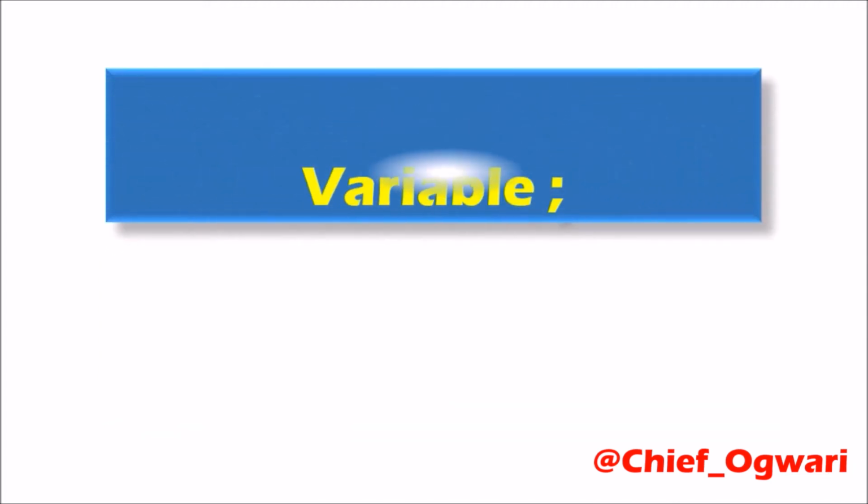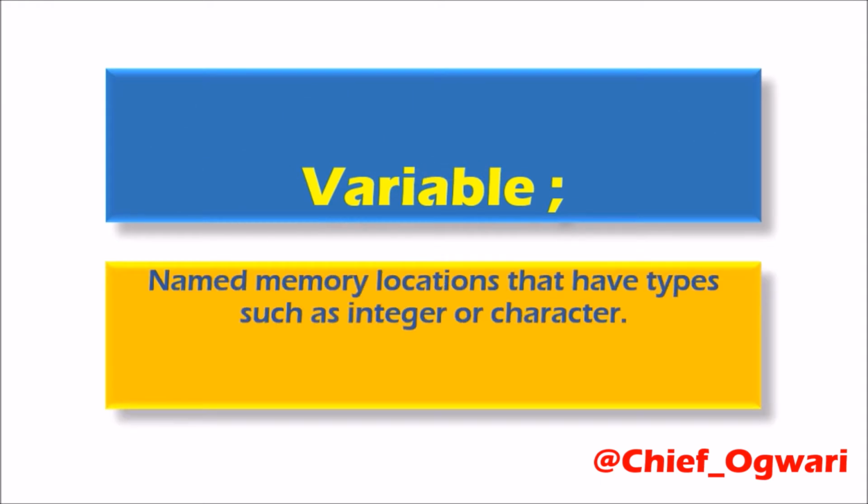So next is a variable. What is a variable? Named memory locations that have types such as integer or character. When I say Mary, in your memory it is stored somewhere that Mary is a girl. You don't have to be told that Mary is a girl. If I say Michael, Michael is a guy, is a boy.